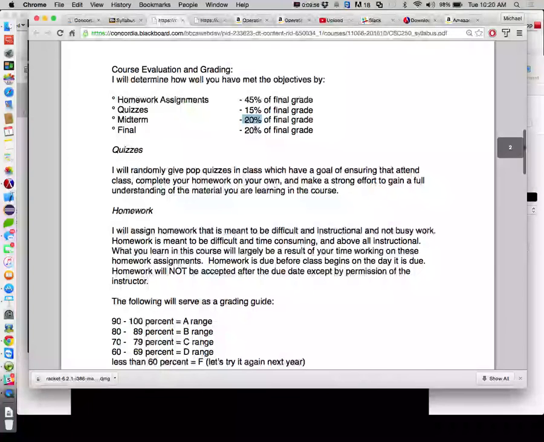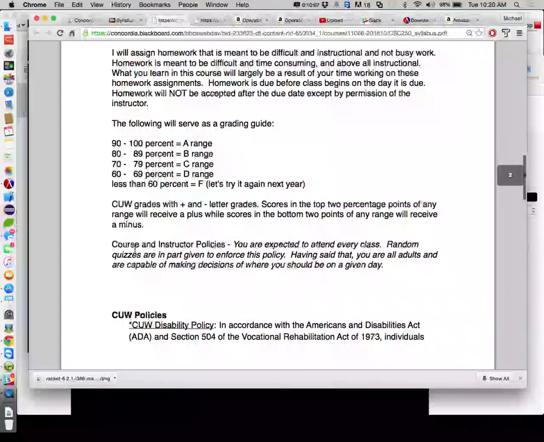So in any case, questions about the grading scale in the class or any of that stuff? All right. Normal 90, 80, 70 grading scale. Top 2% in each one is the plus, and bottom 2% is the minus. I've been known to curve before, but don't expect it.